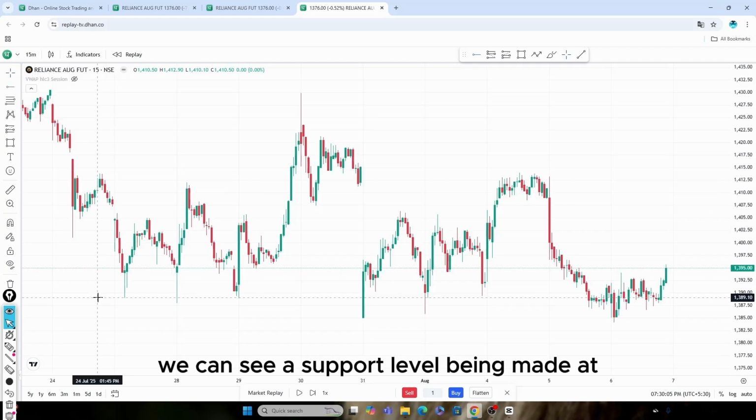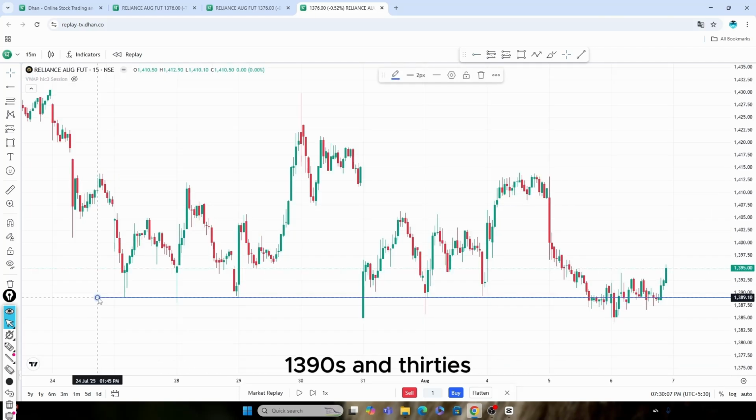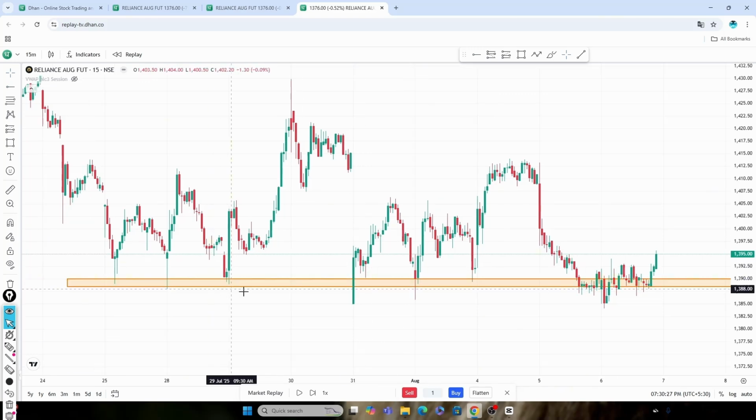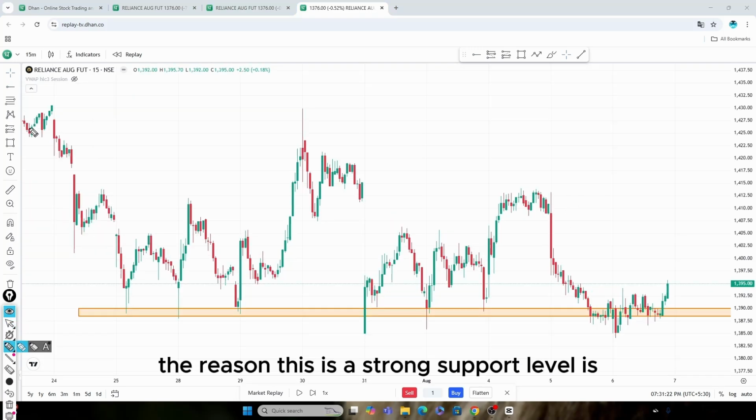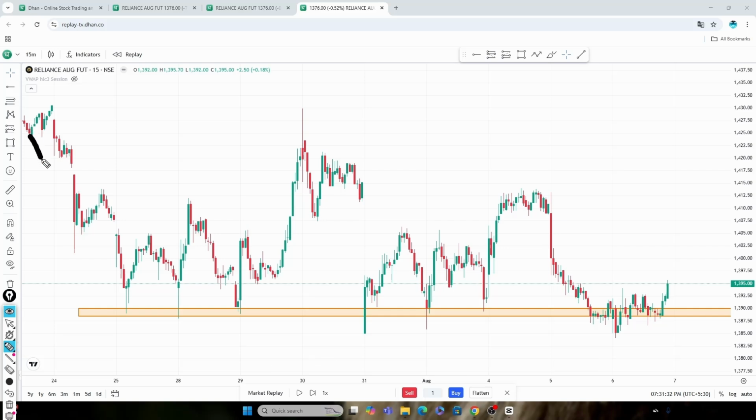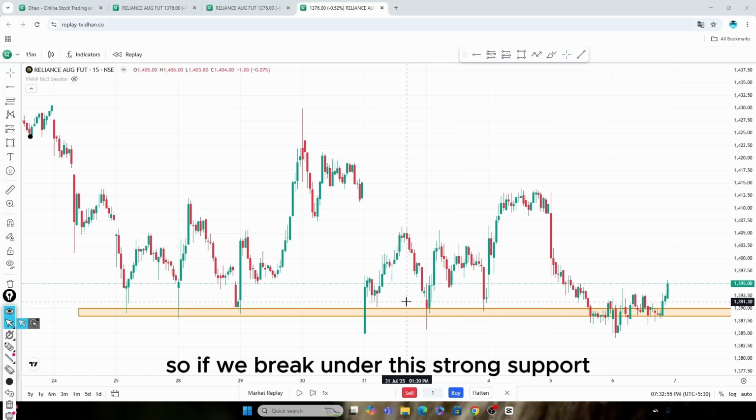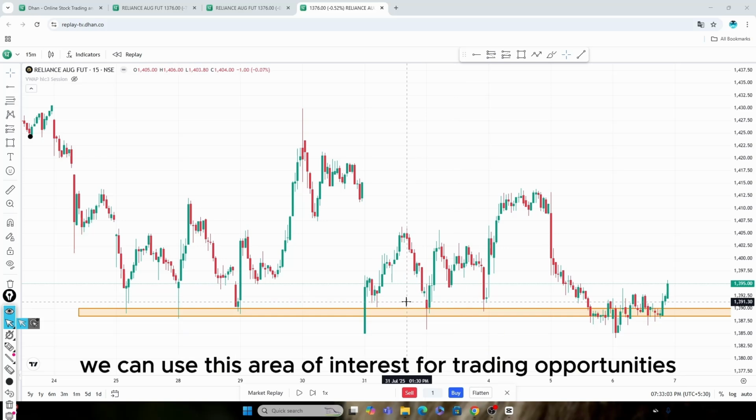So on Reliance, we can see a support level being made at 1390s and 30s. You can mark this out as a zone. The reason this is a strong support level is we can see the stock is making a big move towards the downside. After the move, it kept coming back 1 time, 2 times, 3, 4, 5, almost 6 times. So if we break under this strong support, we can use this area of interest for trading opportunities.